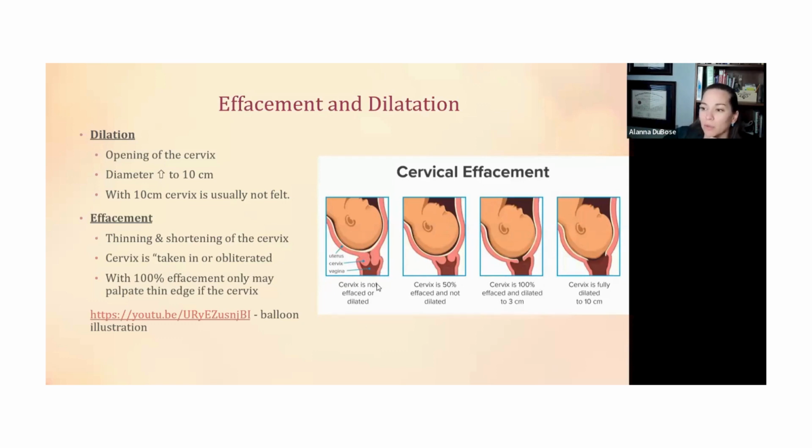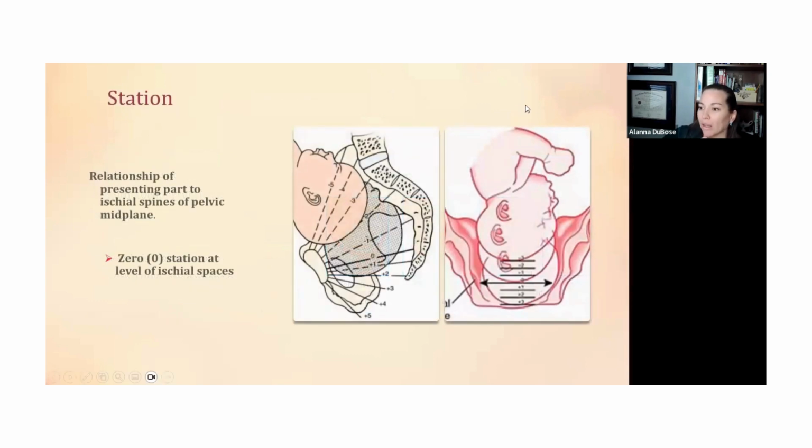So again, this would be like 0%, 50%, 100%. I don't like this picture because if it's 100%, it's literally tissue paper thin. So that picture isn't the best, but you get the idea. This is a kind of cool video to illustrate that too, if you like the balloon and ping pong ball in a balloon illustration, you can look at it too if you want. Okay, and then the third number, which in my example was -3, is talking about station.